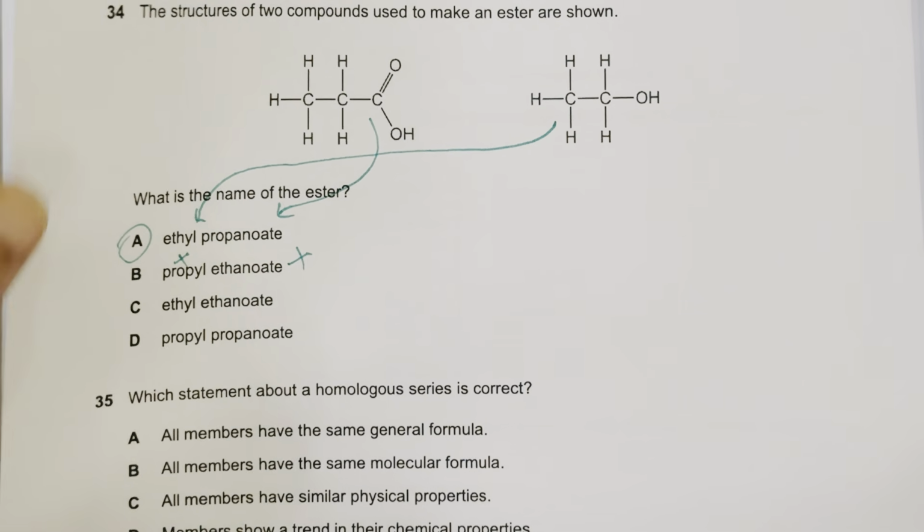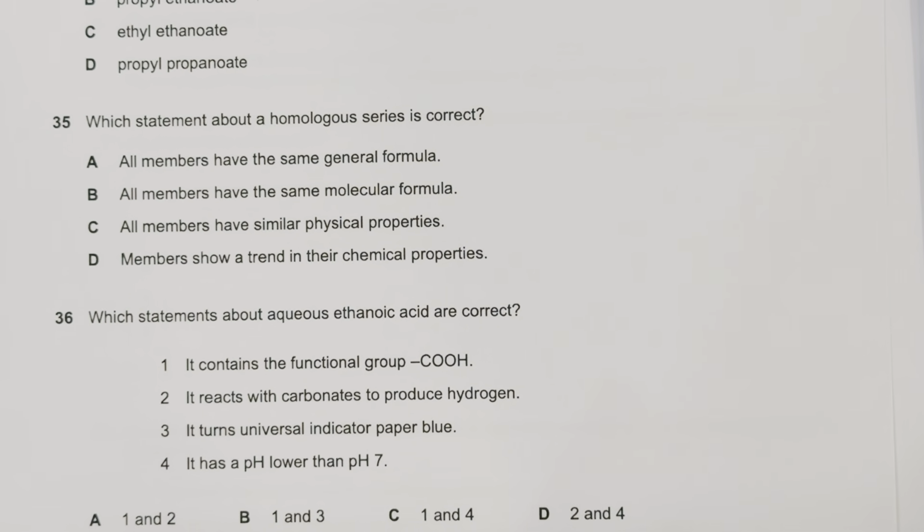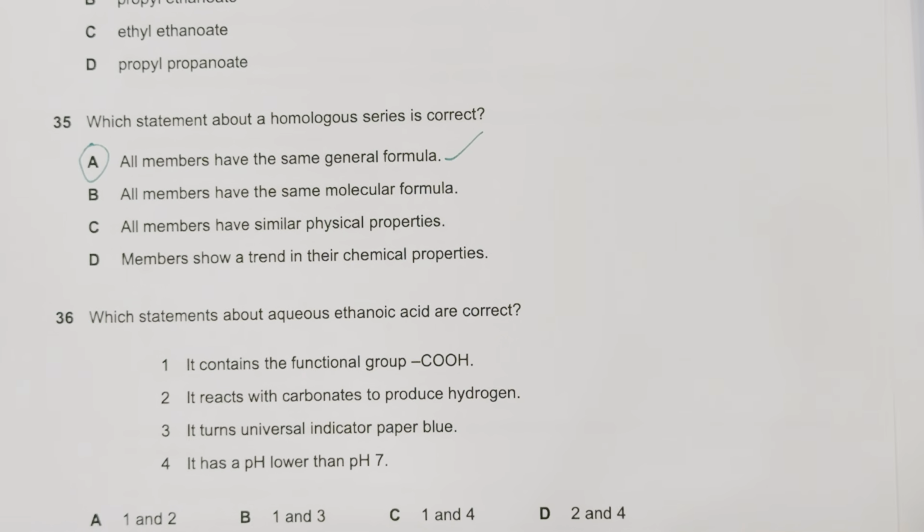Moving to question number 35. Which statement about a homologous series is correct? All members have the same general formula. Yes, this is the right option. Option A is the right choice.